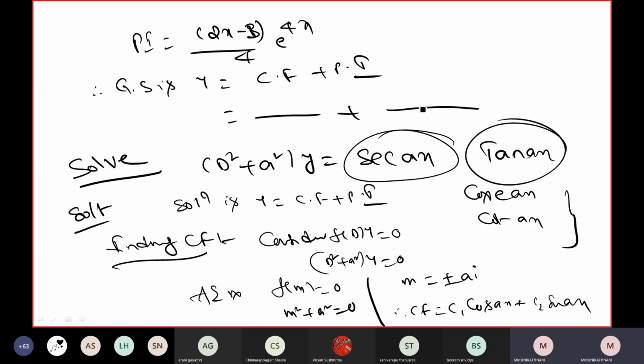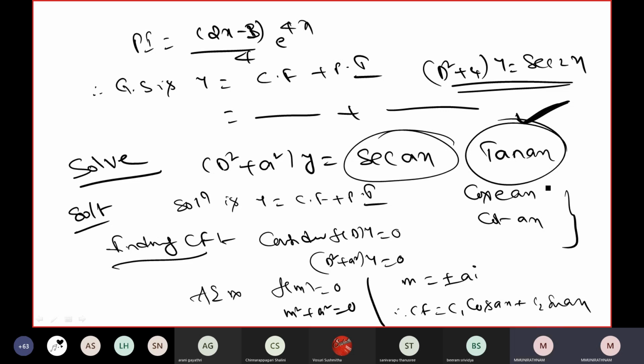Similarly, try d square plus 4 into y equal to secant 2x. You can practice all of these if you like, but at least practice this one. Same as secant, cosecant is the same, and tan is the same as cot. So at least try to do this, otherwise you will be facing difficulty in the exam.